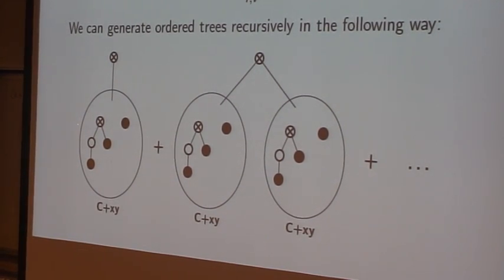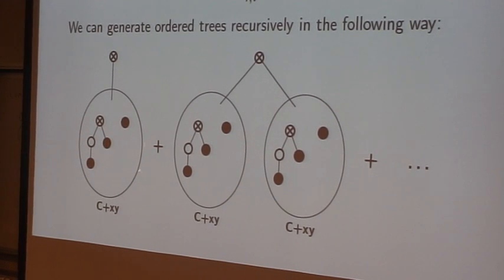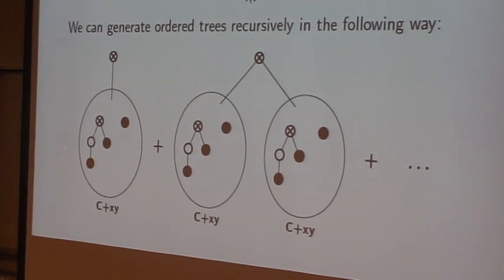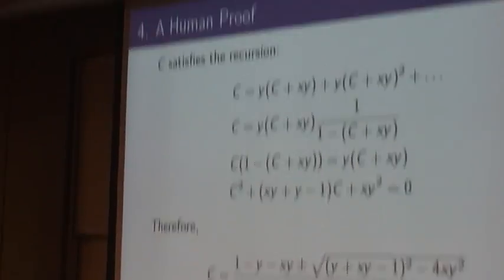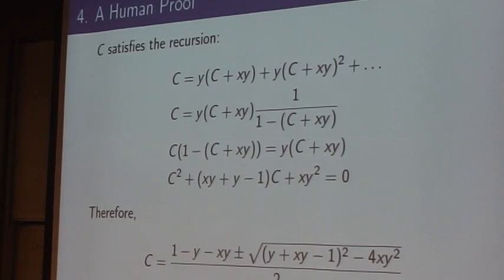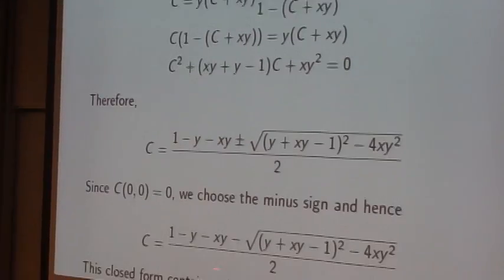What we are doing is bottom up. So you're starting with a tree here. The tree could be trivial or non-trivial, and you're adding the root up here. It's a bottom up construction. Okay? So if you do that, it's very easy to see that our C satisfies this nice functional relation, and we can get rid of the plus sign and obtain this.